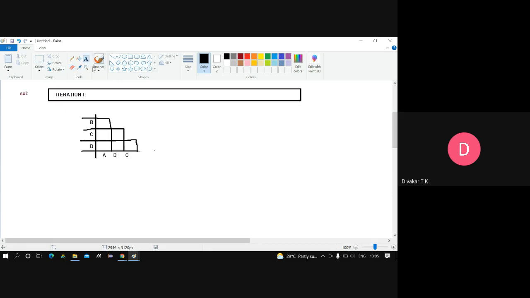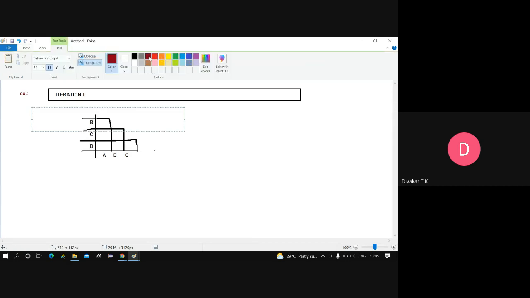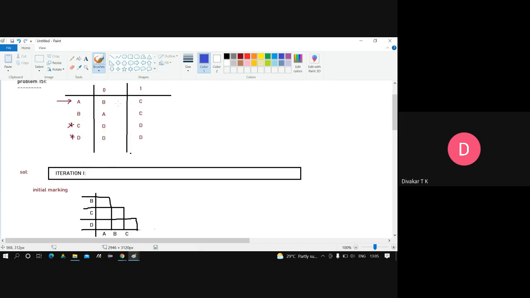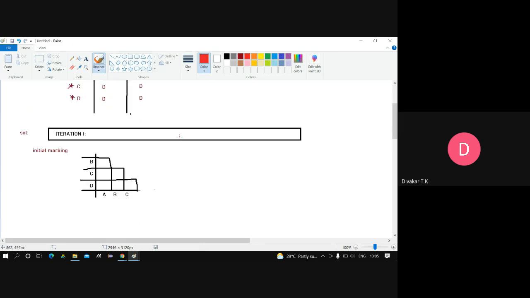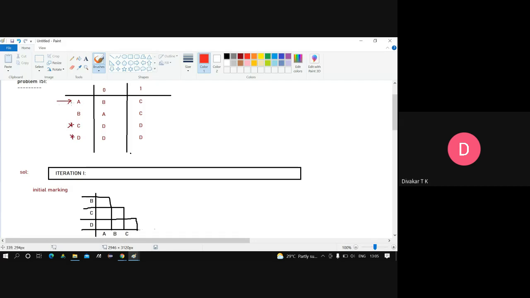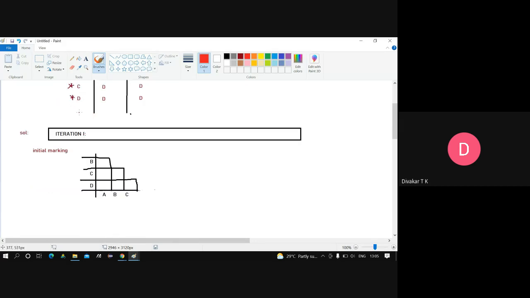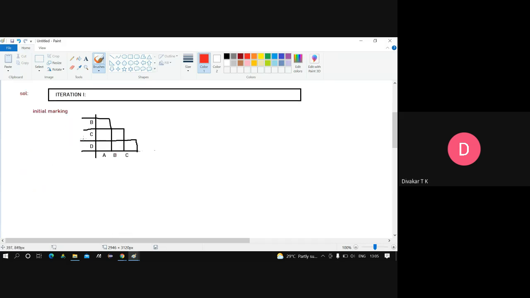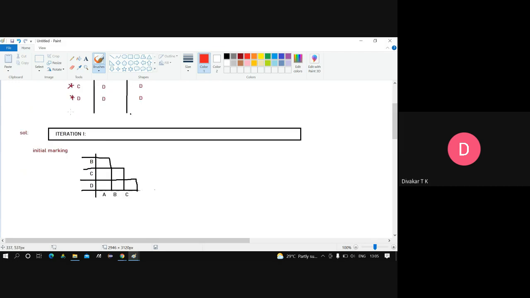Next we have to do the initial marking. Just write the initial marking here. This is the table filling algorithm. How many cells do we have? 6 cells: 1, 2, 3, 4, 5, 6. As soon as you write this part, we have to tell which is the start state and which is the end state. It is not required to tell the start state here. If you tell the final state or ending state, that is enough. Which is the final state here? C, and also D, because we may have multiple final states. One is C, another one is D.